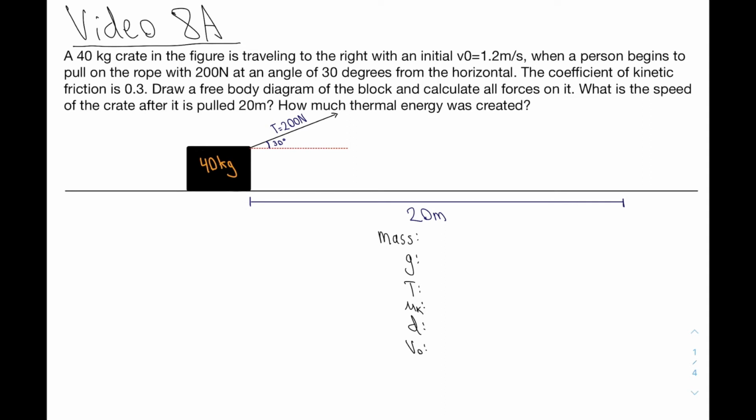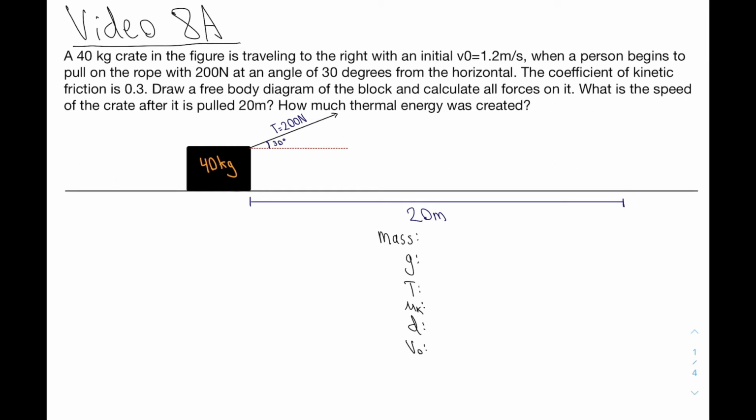So the question asks: a 40 kilogram crate is traveling to the right with an initial velocity of 1.2 meters per second. When a person begins to pull on the rope with 200 newtons at an angle of 30 degrees from the horizontal, the coefficient of kinetic friction is 0.3. Draw a free body diagram of the block and calculate all forces on it. What is the speed of the crate after it is pulled 20 meters and how much thermal energy was created?